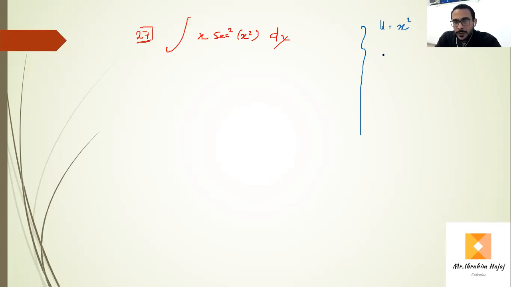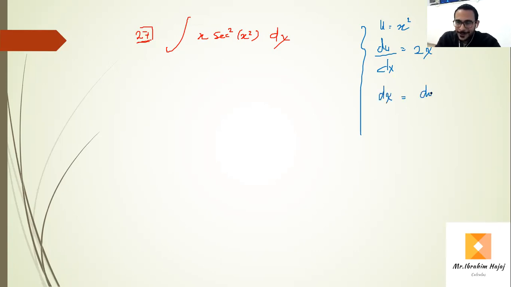Don't say, guys, that I'm going to substitute sec, because the derivative of sec gives us sec tan, and if you bring tan into the function, it becomes a problem. So du over dx equals 2x. You know the answer. Okay.